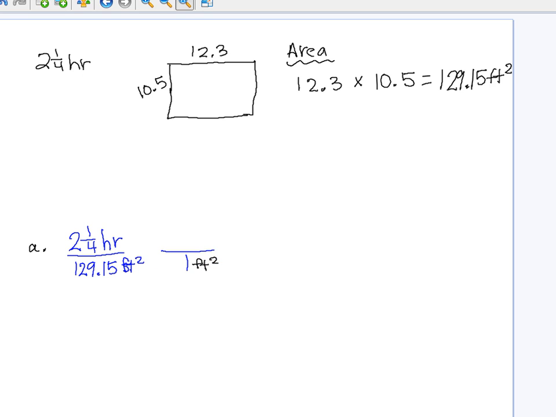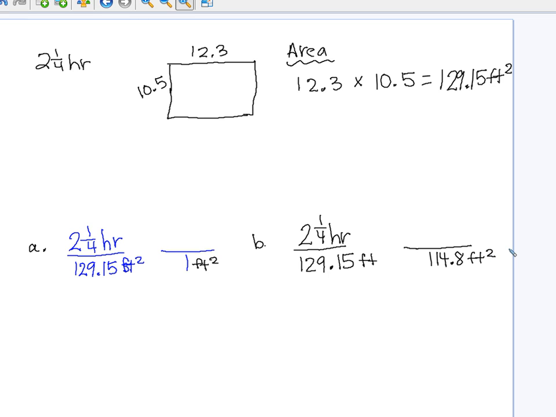Okay. Part B reads, if he continues at that rate, how long would it take the painter to paint a bedroom that is 114 and 8/10 square feet? Well, I'm going to take the same rate that I have, and I'm just going to put in my new amount.